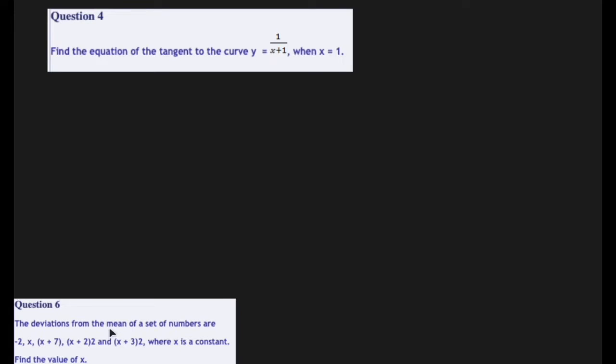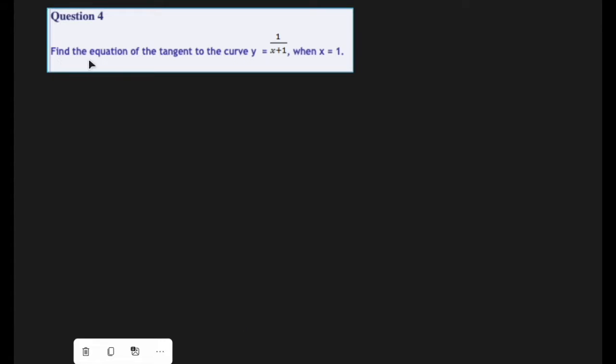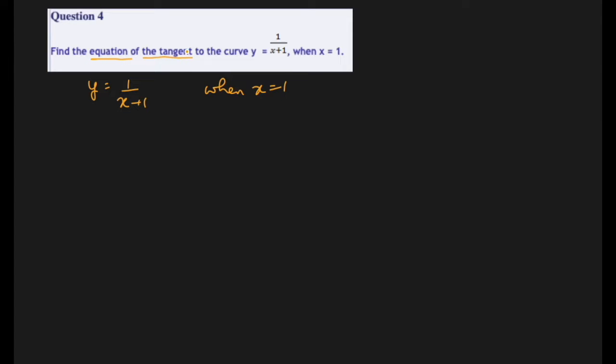Question number 4 says, find the equation of the tangent to the curve where y is equal to 1 over x plus 1 when x is equal to 1. Equation of the tangent, and tangent is a line, right? Suppose this is the curve, this is the tangent. What is common between tangent and the curve? A point where they are touching, one point only, right? At that point, the x coordinate they have given as 1. Let's find the y coordinate of that point first.